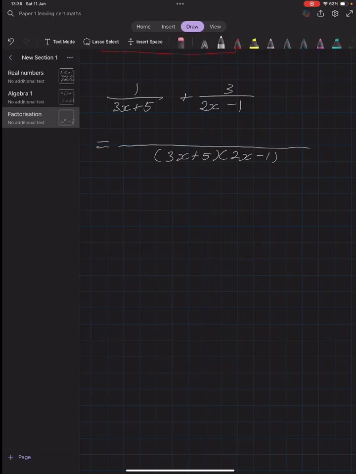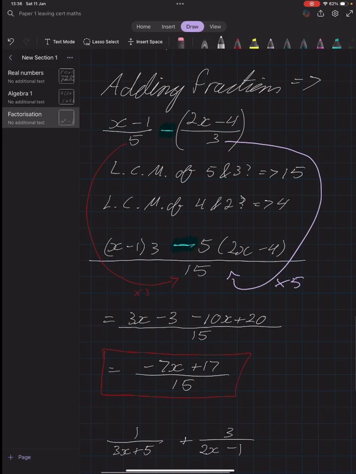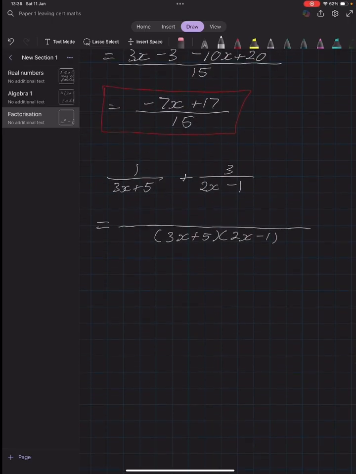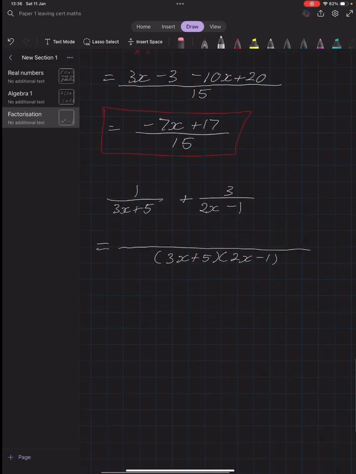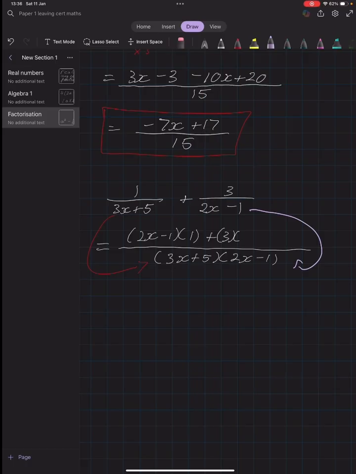And that's now the number on the bottom. So up here, we did 5 multiplied by 3. Here, we're doing the 3x plus 5 multiplied by 2x minus 1. Okay. Now, how do I go from 3x plus 5 to 3x plus 5 multiplied by 2x minus 1? I multiply by 2x minus 1. So it's 2x minus 1 multiplied by 1 plus 3 multiplied by, how do I go from 2x minus 1 to 2x minus 1 multiplied by 3x plus 5? I multiply by 3x plus 5.